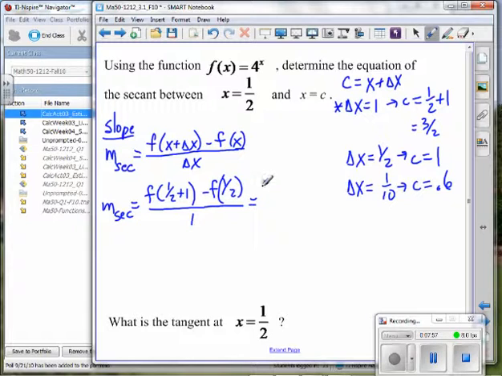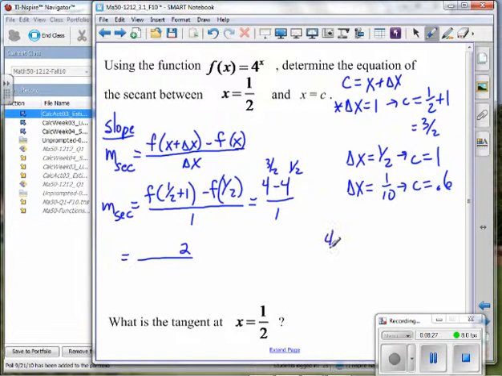So this is going to be 4 to the 3/2 power minus 4 to the 1/2 power divided by 1. Another way of writing 4 to the 1/2 power would be to write it as the square root of 4. Okay, so the square root of 4 is 2. What's 4 to the 3/2 power then?